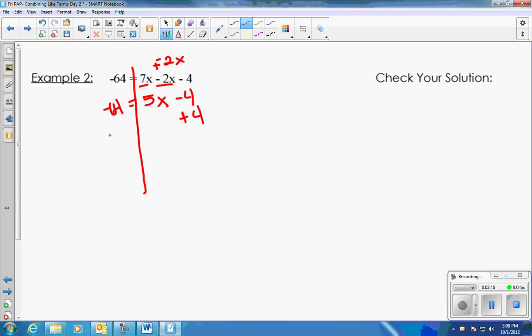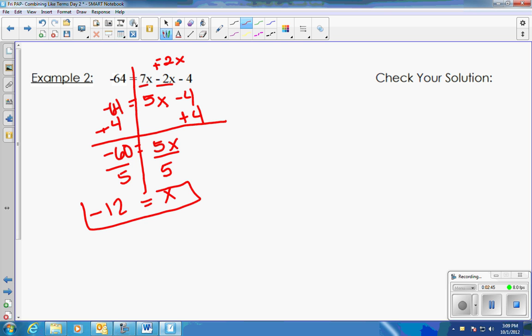So when I add 4 to each side, I'm going to get negative 60 equals 5x, divided by 5, and x equals negative, once. 5 goes into 6 once with 1 left over, so that's going to be 12, I believe. So x is equal to negative 12. And again, you should always check your solution, but we're not going to do that together in this video.